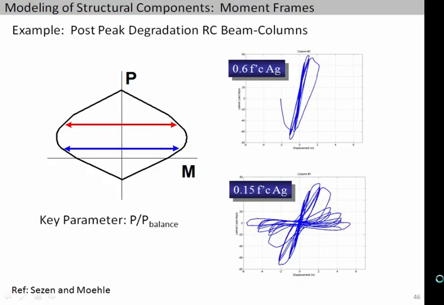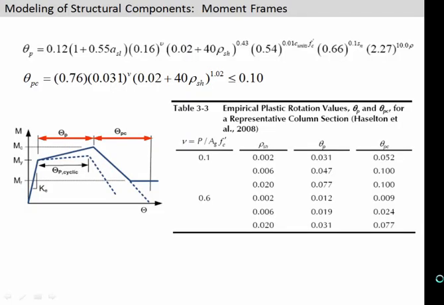These are some examples of tests Jack Moehle and his students did a few years ago. Columns with axial load above and below the balance point have about the same moment strength as predicted by theory, but dramatically different post-peak response. And so in the models that are out there, we're trying to pick that up in this theta PC factor, going beyond the post-peak, and in these regressed equations it comes from the axial load effect.